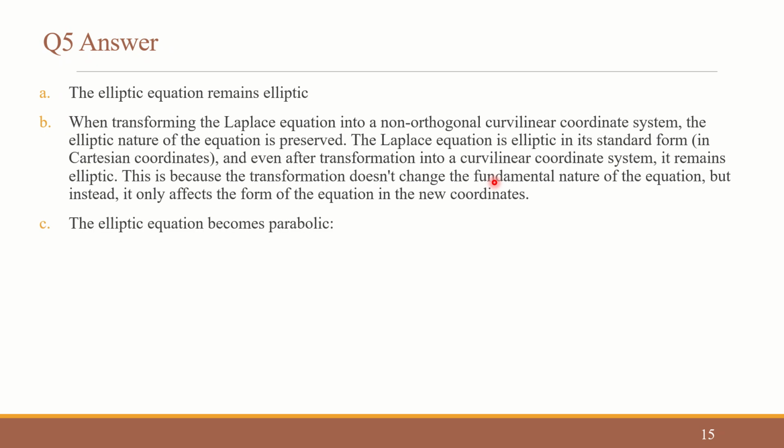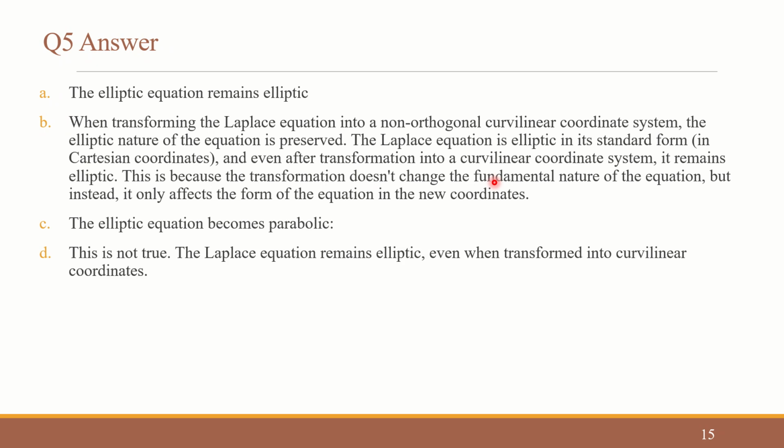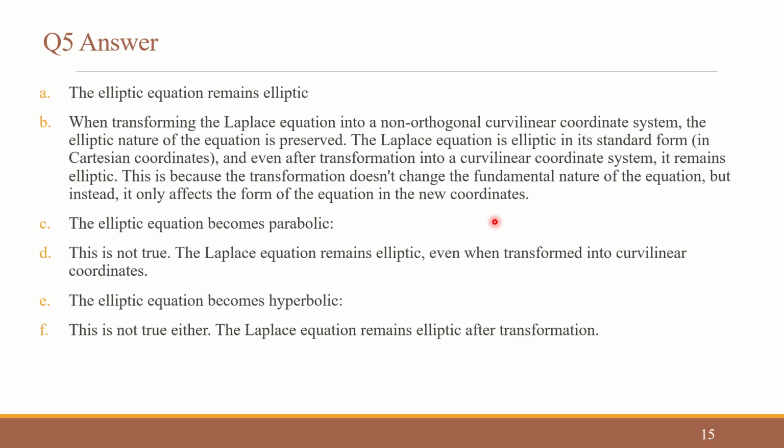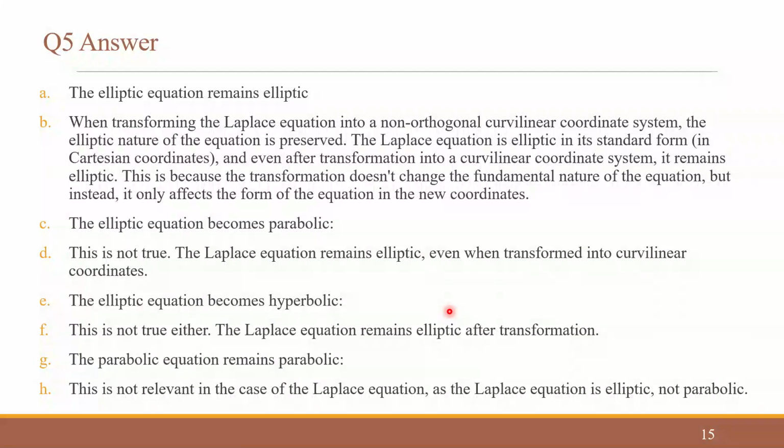The second option given was the elliptic equation becomes parabolic. This is not a true statement. The Laplace equation remains elliptic even when transformed into curvilinear coordinates. Again, the third statement given was the elliptic equation becomes hyperbolic. This is also not true, because the Laplace equation remains elliptic after transformation. And finally, the parabolic equation remains parabolic. This is not relevant in the case of the Laplace equation, because the nature of the Laplace equation is elliptic, not parabolic. So only the first statement is true.